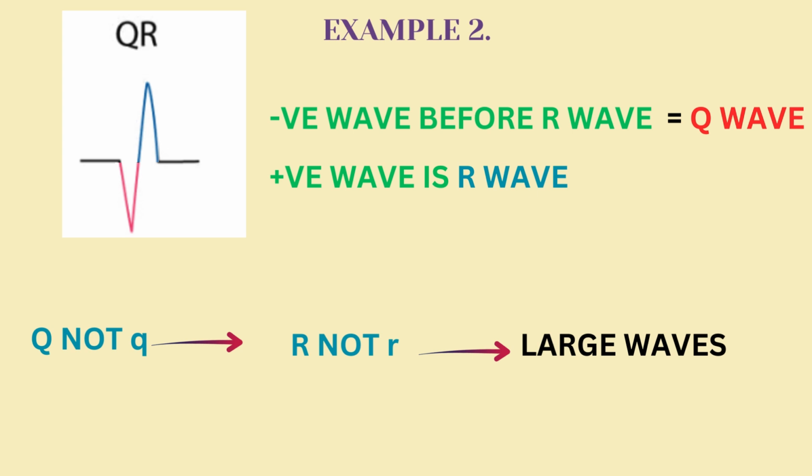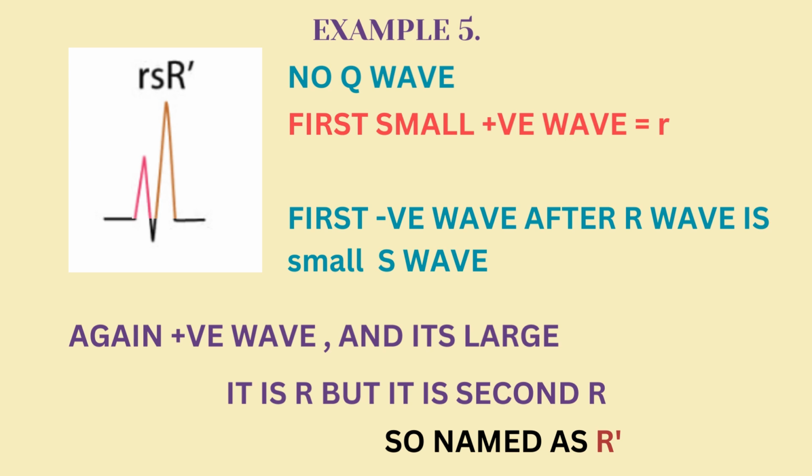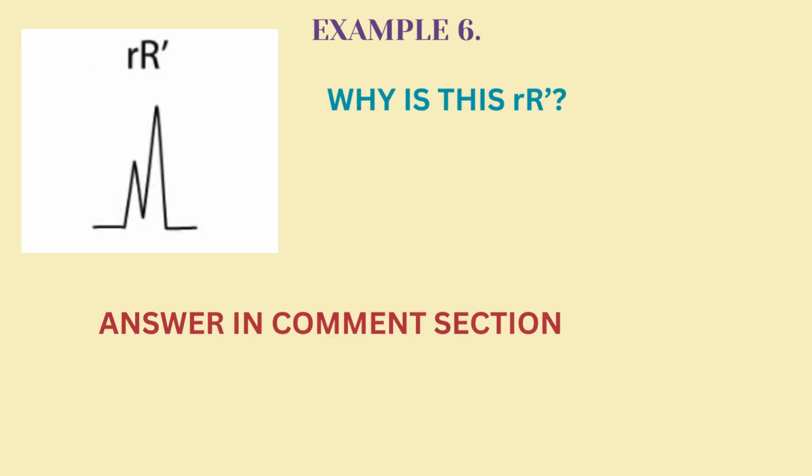Here, in these examples, you can see different types of QRS complexes. In this example, you can see there is no Q wave present, but a first small R wave is present, followed by a small S wave, then again there is a large R wave.